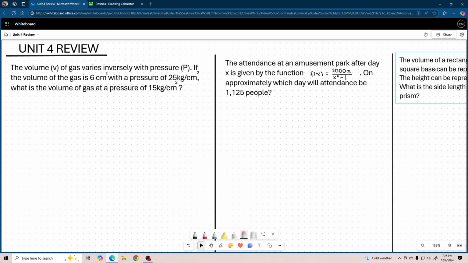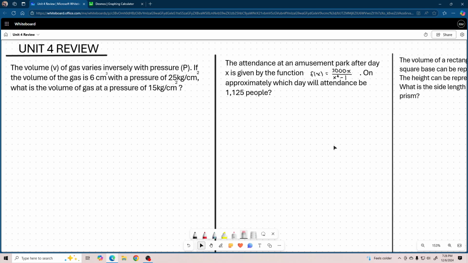Hello, everybody. By popular request, I've decided to post a Unit 4 review. So I'm going to go over a problem solving question from each lesson to give you a little bit of practice before you have your test. All right, so let's jump into the first one here.